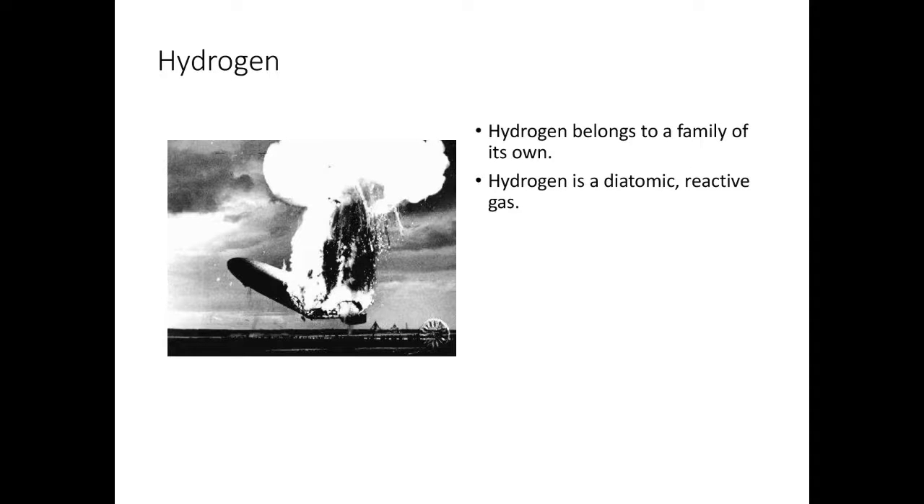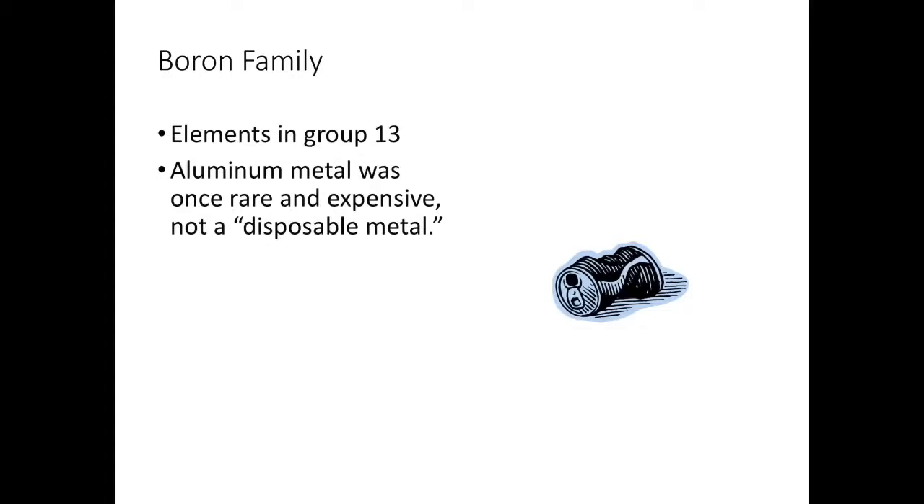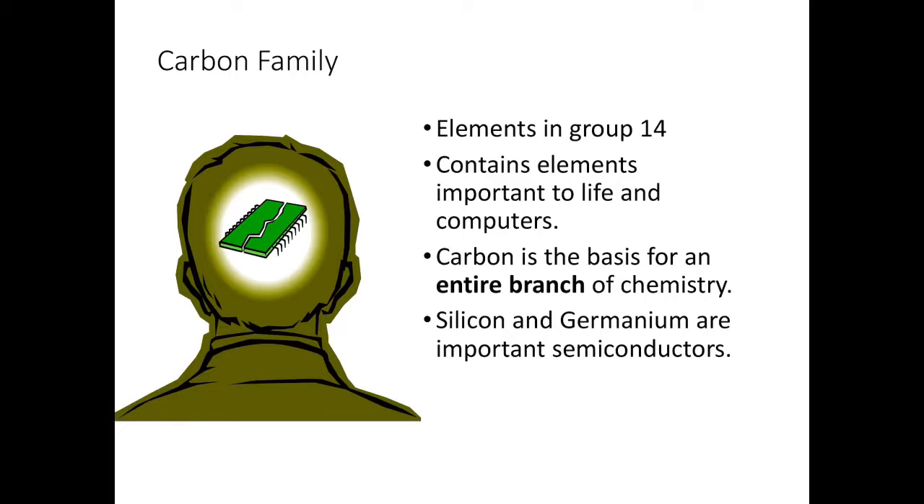All right, let's talk about the odd ones out because there are several of these. Hydrogen belongs to a family of its own. Hydrogen's diatomic. It's a super reactive gas, and it can be used in these hydrogen bombs that you know about. Now the boron family. These are the elements in group 13. Aluminum metal was once rare and expensive, not considered a disposable metal. The carbon family are the elements in group 14, and these contain elements that are important to computers.